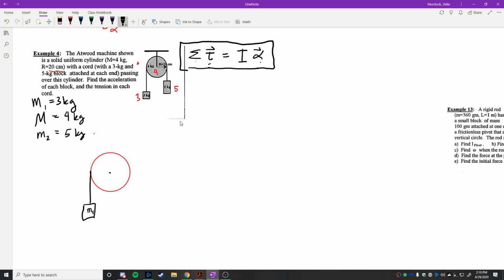So this rope wraps over my pulley here, just like this, and then comes down to here. And that's M2. This is big M. And then we have a radius, R. And R is going to be 20 centimeters, which is 0.2 meters.